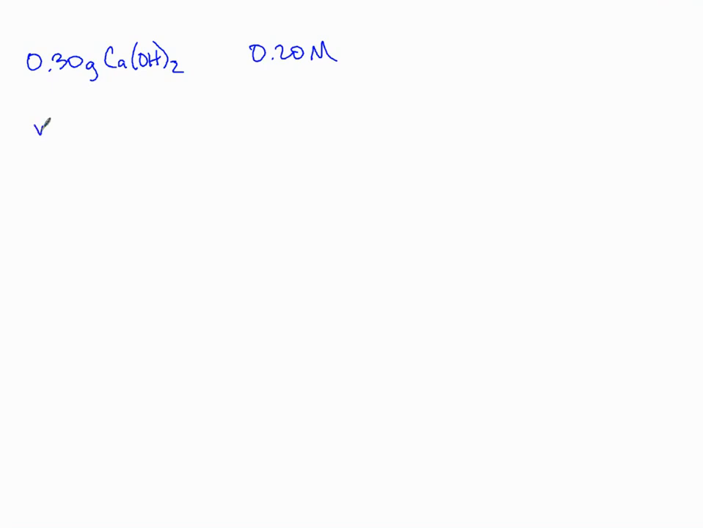So when you're looking for volume of a solution, we're going to start with our number here, 0.30 grams. And then we have to change it to moles. We didn't want it in terms of grams per liter or anything like that. So we're going to have to change it to moles.